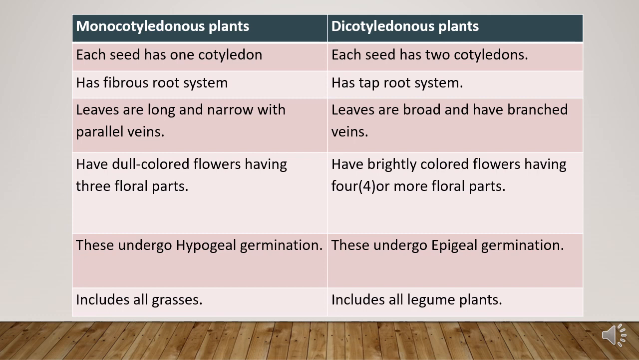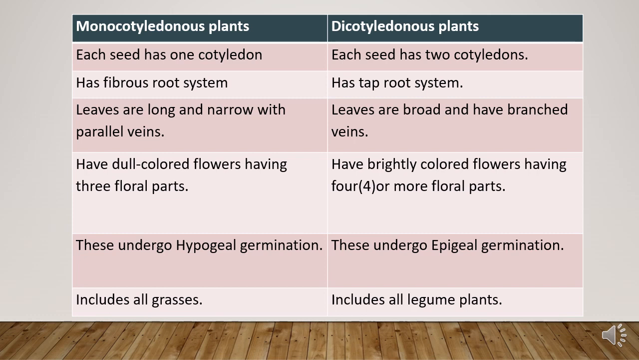So we have monocots and dicots. These two types of plants are different in some way, in terms of their seed structure. Monocots come from a single cotyledon, whereas dicot means a double or two cotyledons. So that is a difference.